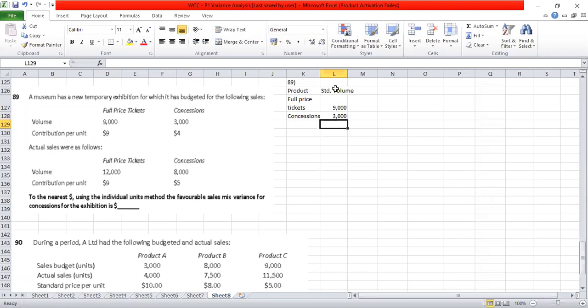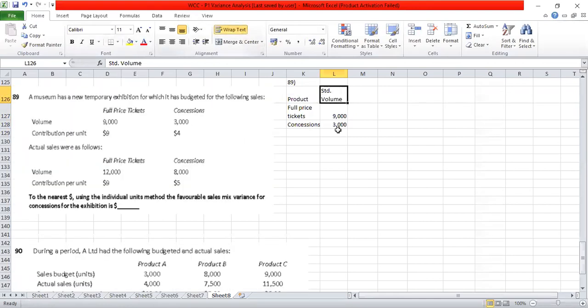The total standard volume comes out to be 12,000. But when we check the actual volume, the actual number of tickets sold for these two categories, it is 12,000 and the other one is 8,000. When we add them up, it comes out to be 20,000.